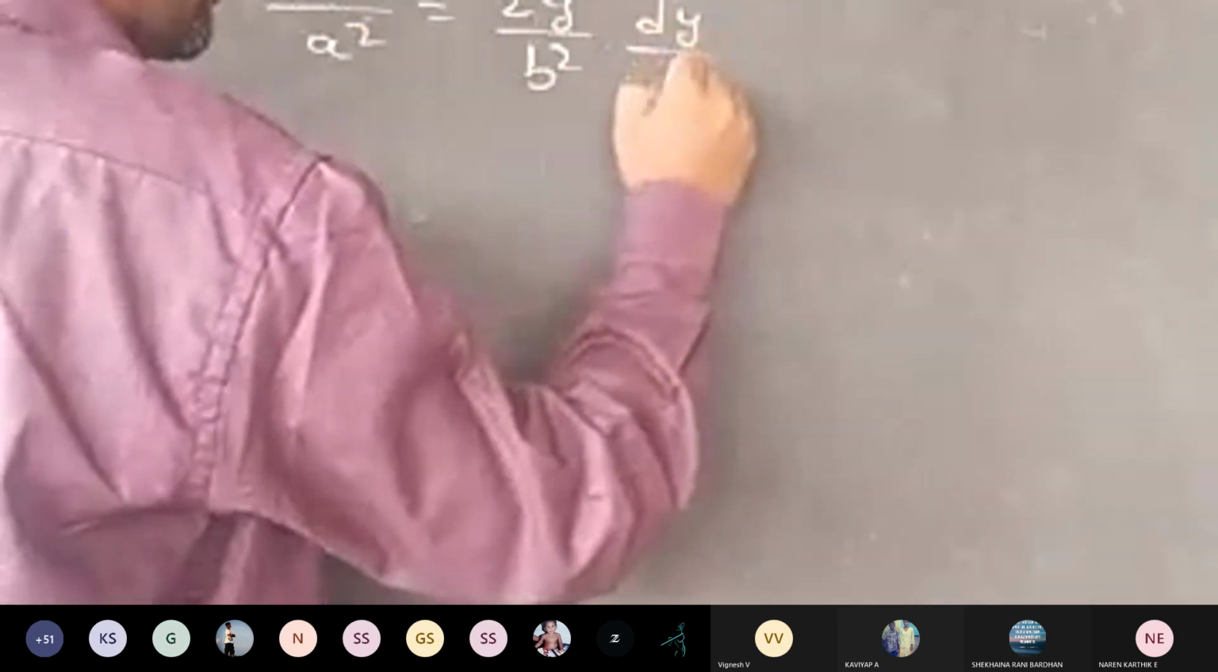So here also same, Nana, differentiate both sides. d by dx gives 2x by a square minus 2y by b square into dy by dx is equal to 0. This equation you can write that side: 2x by a square is equal to 2y by b square into dy by dx. Why, sir? You are writing that side because you have to find dy by dx.